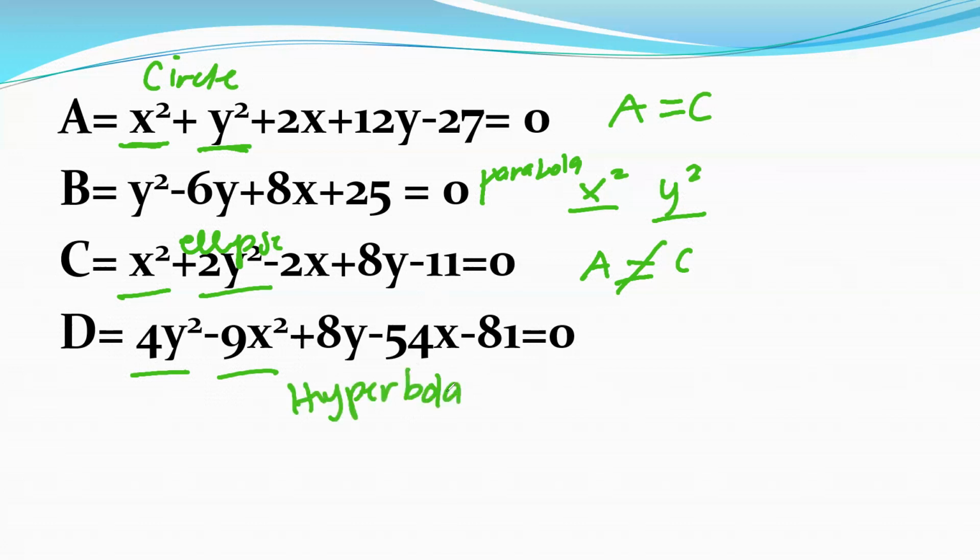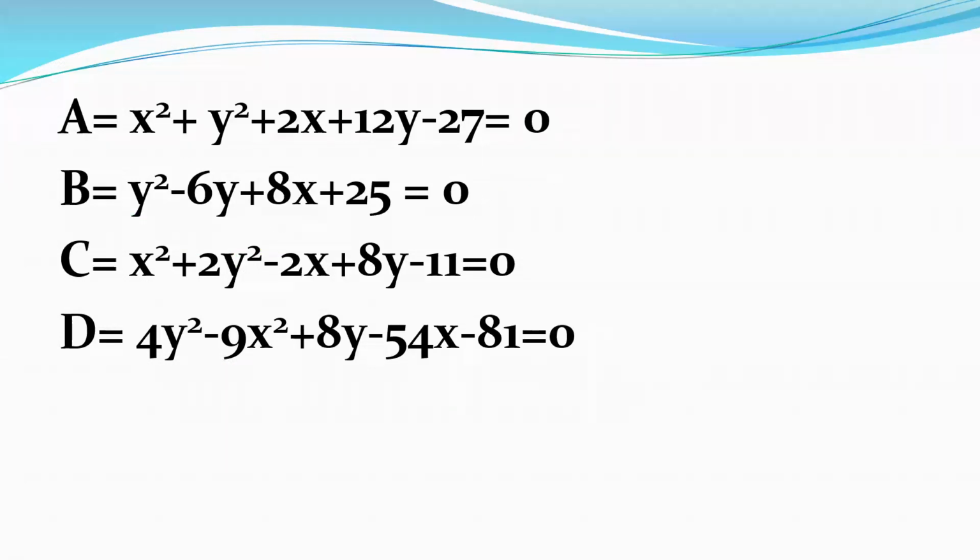Okay, so notice hindi na tayo gumamit ng discriminant. Tinignan na lang natin yung x squared and y squared term. Pagka pareho sila ng numerical coefficient, circle. Pag isa lang yung present sa kanila, parabola. Pag pareho ng sign, pero magkaiba yung numerical coefficient, ellipse. Pag magkaiba yung sign, hyperbola. Okay? So let's try to apply what we have learned dun sa mga susunod pang equations na ipapakita ko.